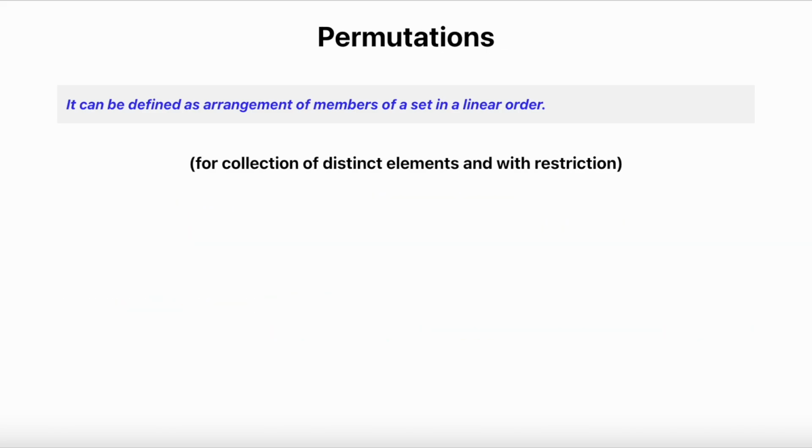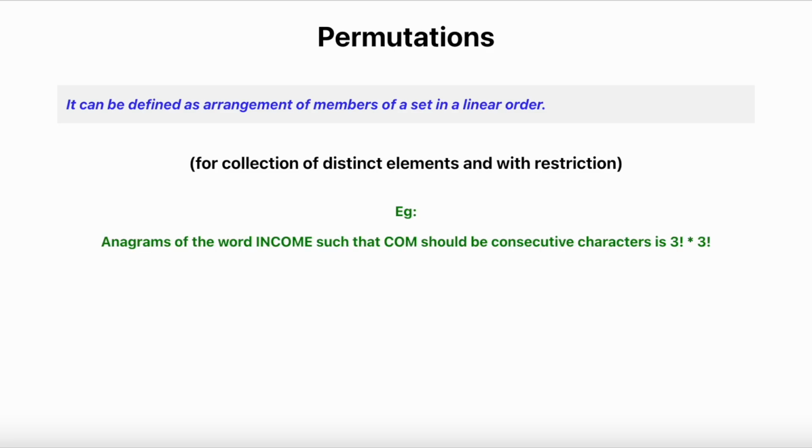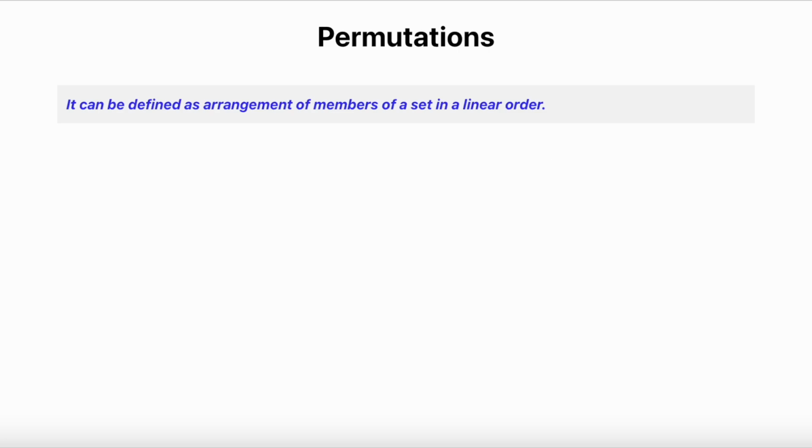Another type is with restriction. For finding the permutations with restriction, we just have to include the arrangements that satisfy the restriction. For example, anagrams of the word income such that COM should be consecutive characters is 3 factorial into 3 factorial. First 3 factorial is for permutation of consecutive characters COM, and another 3 factorial is for permutation of other characters. Note that no character is repeated in this word. If there is no restriction, the total number of anagrams of the word is 6 factorial, but the answer for this problem is 36.